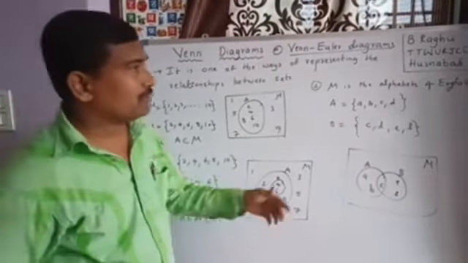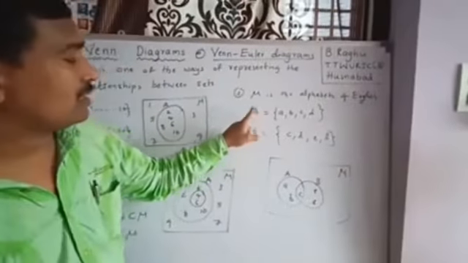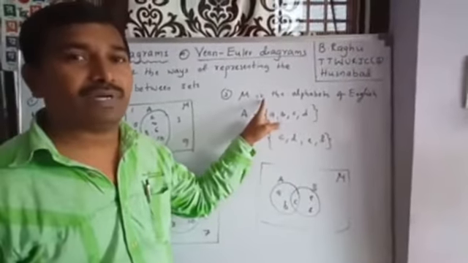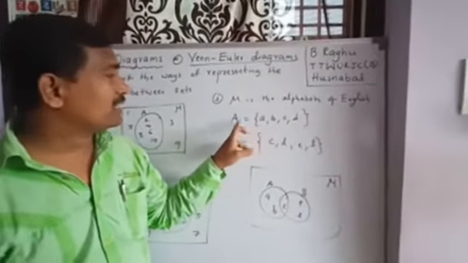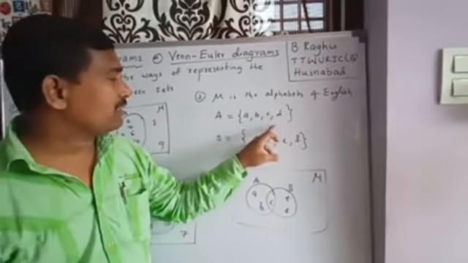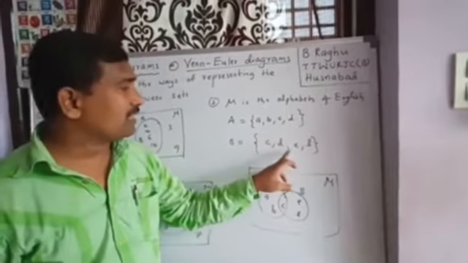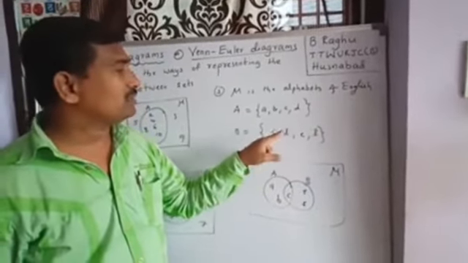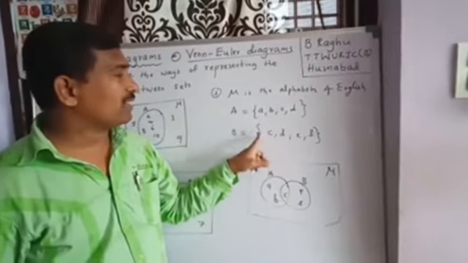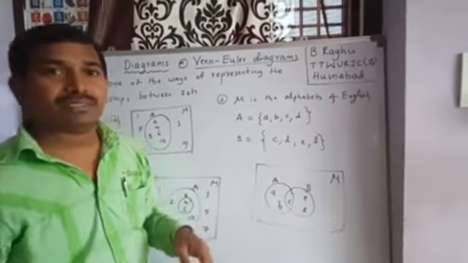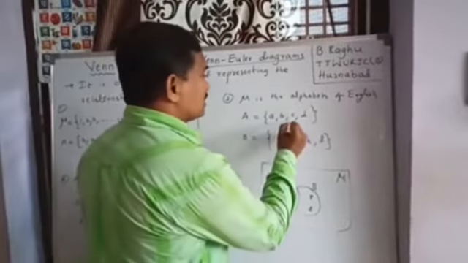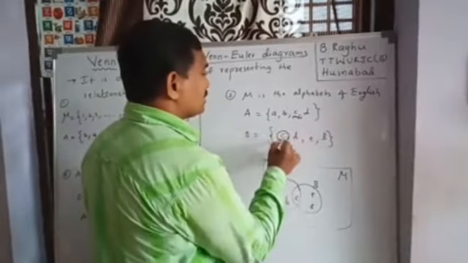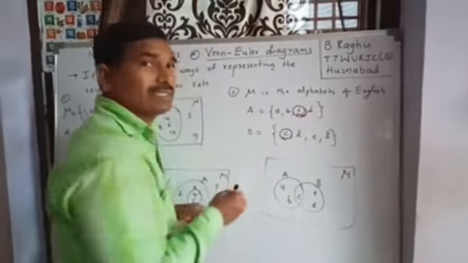Now I am taking another. Here the universal set is the English alphabet letters. I am taking set A: A, B, C, D. I am taking set B: B, C, D, E, F. If you observe these two sets, which element is common? C. So this is the common element of the two sets.